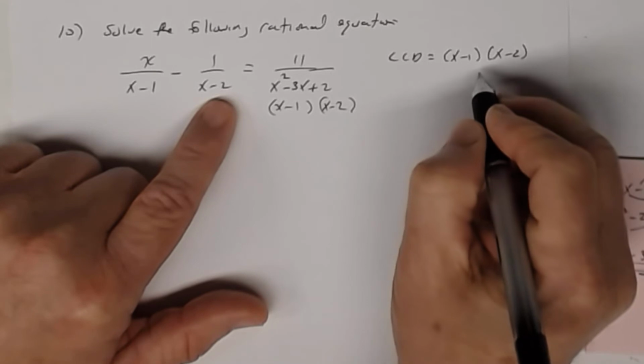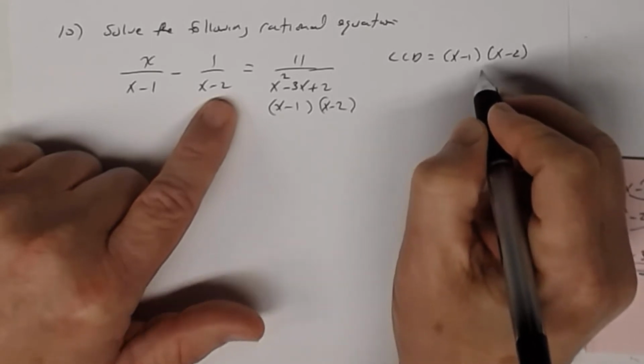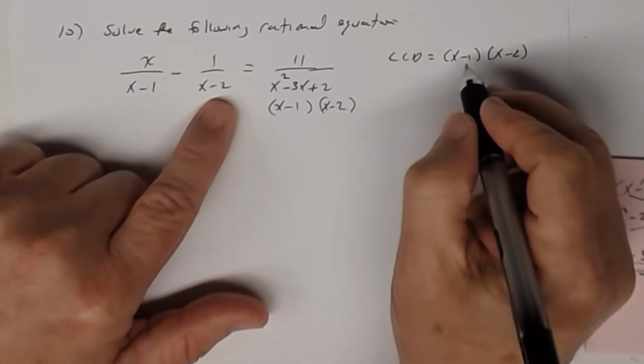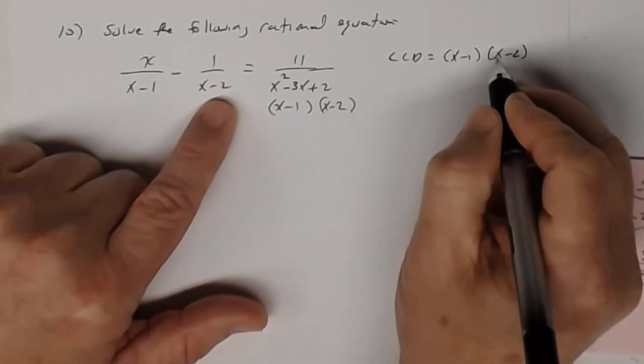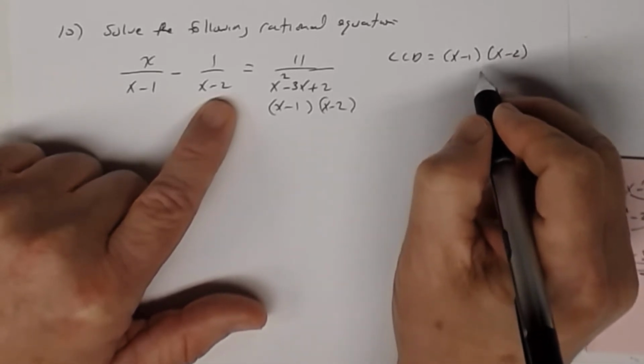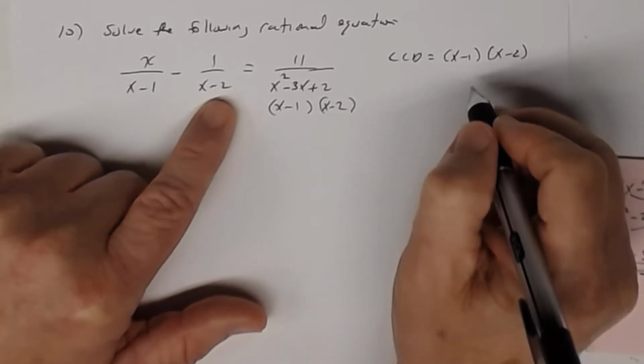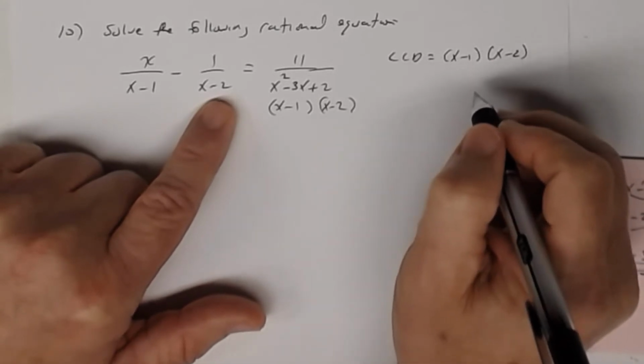Remember, it's a product, so don't put a comma. If you put a comma, I cannot give you full credit because the least common denominator is a product of factors. So you must write it as a product. You put a comma there, it's no longer written as a product. It's written as separate factors.